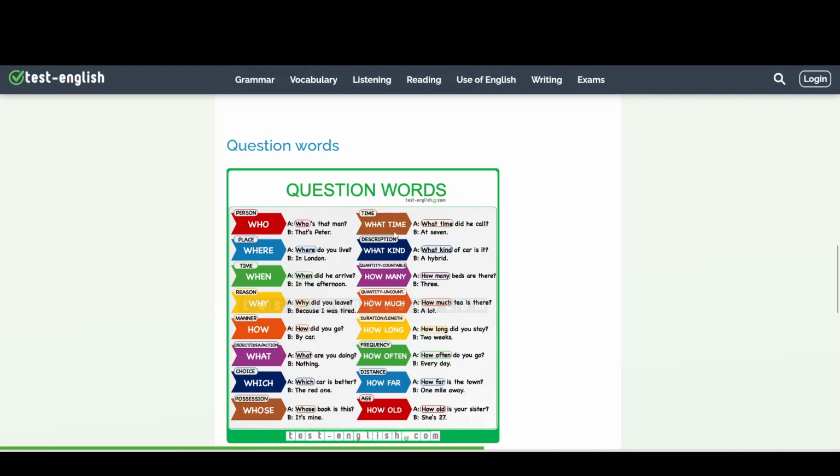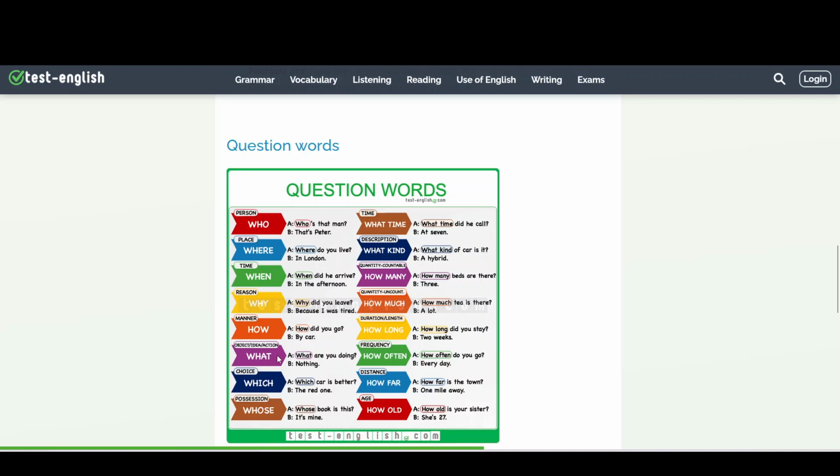We use what time for a specific time. What time did he call? At 7 o'clock. For a reason, we use why. Why did you leave? Because I was tired. To talk about manner, we use how. How did you go? By car.